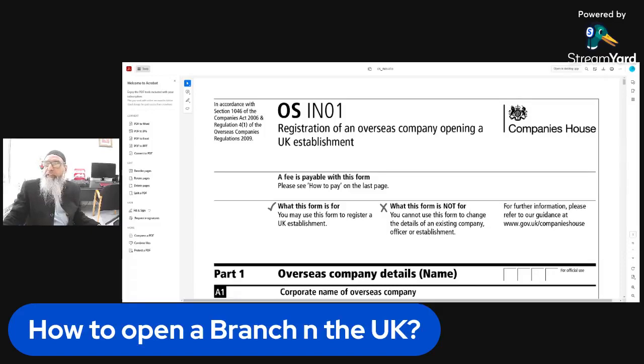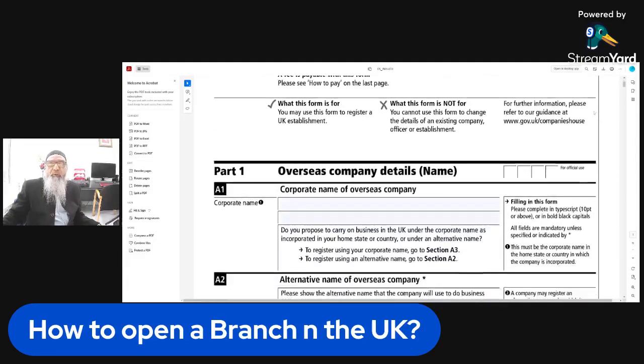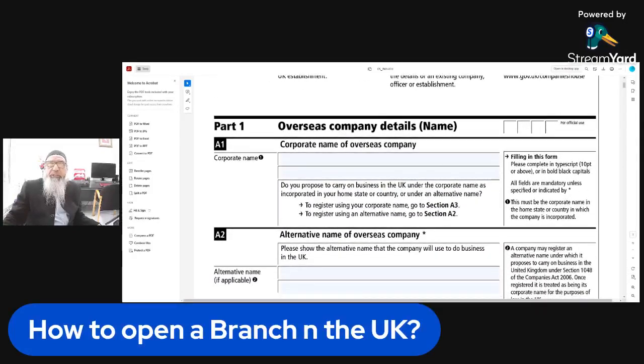So how to pay? This information will be provided towards the end of the form. Now, what information we are supposed to provide in this application, or what documents are supposed to be provided? So I read through, and I hope that I will try to make it easy for businesses to understand. That number one, part one talks about overseas company, the overseas principal business, the main parent company, overseas company details, corporate name of overseas company. We are supposed to give the corporate name of the overseas company.